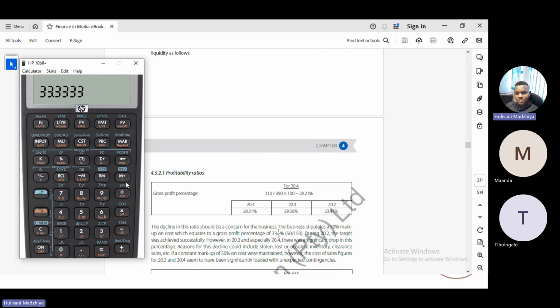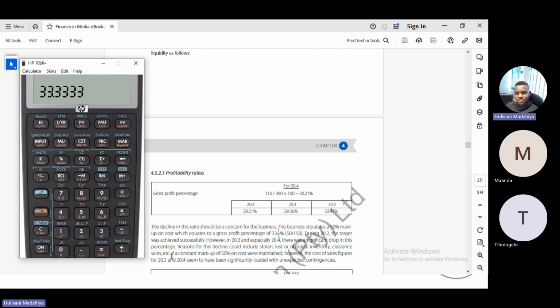If you are losing stock, when you lose the stock, you include it in the cost of sales and your sales is not growing. So that could also be the cause. So here it says that during 2.2, the target was achieved successfully. However, in 2.3, especially 2.4, there was a significant drop in this percentage. The reason for this decline could be stolen, lost, or obsolete inventory, clearance sales, etc. So this could be the cause, because now we are still offering the same markup of 50%.